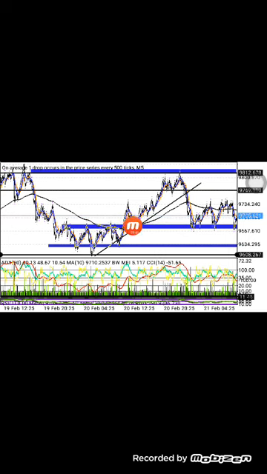Why do you know it's a zone, guys? Look at these rejections here, rejection at this point also. So even before this was created, we knew it's a zone because of this one here and this one here. It's a zone, guys. And what happened? It broke the zone up and turned to an uptrend. Here again, it broke the trend line and turned to a downtrend.